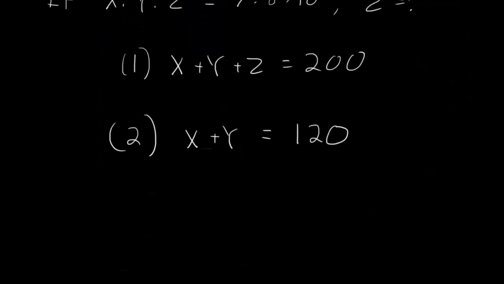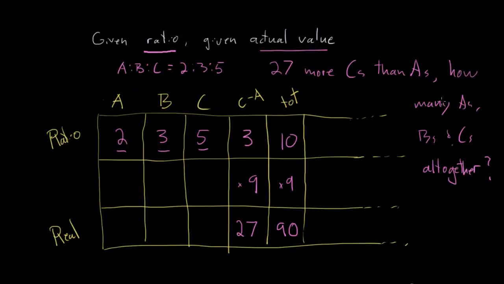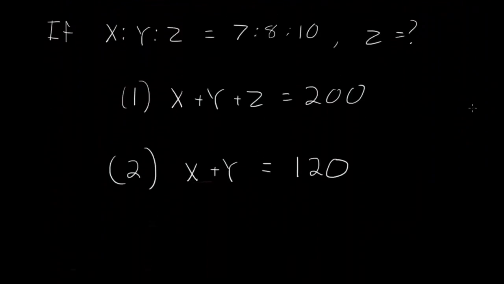And statement number 1, sure enough, gives us an actual value. We get x plus y plus z equals 200, and we could totally just add a column for that. We could add a total column or an x plus y plus z column, add a 200 down here, figure out the analogous component in the ratio world, and get our multiplier and so on. And once we're comfortable with the chart, we recognize pretty quickly that statement number 1 is sufficient.